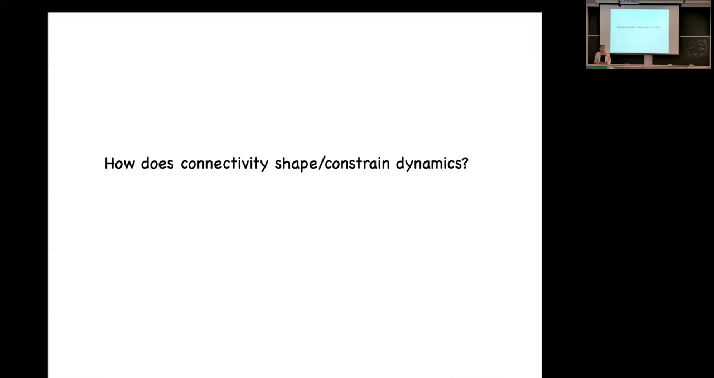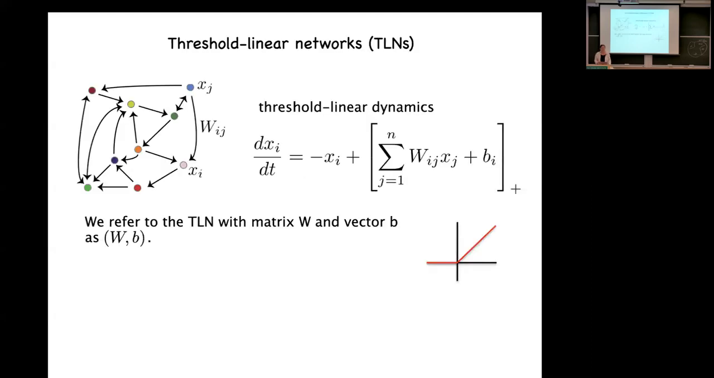But the basic question motivating this work is the neuroscience question, which is how connectivity affects dynamics. How does connectivity shape dynamics? So we know that neural networks in the brain have very precise connectivity that's been wired through a combination of evolution and development and learning, and this does something, right? This causes the networks to be able to support very interesting patterns of activity.